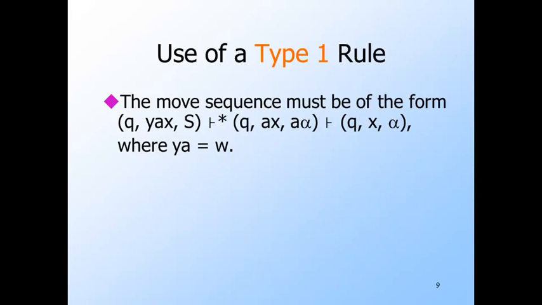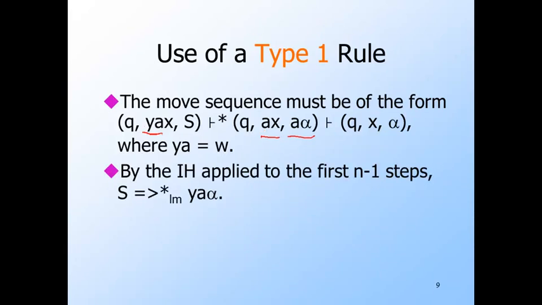First, consider the case where the last of the n moves is a type 1 move, where an A at the top of the stack is cancelled against an A on the input. Then the W consumed by the n move sequence must be of the form YA. That's this. And before the last move, the Y was consumed. That is, leaving just AX. Further, just before the last step, the stack of P is A alpha.